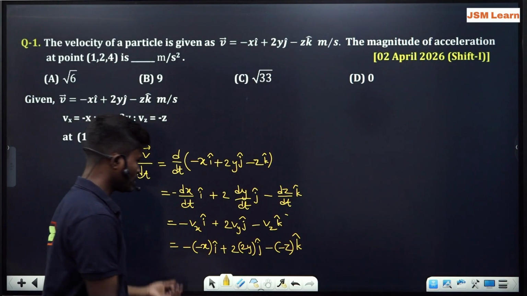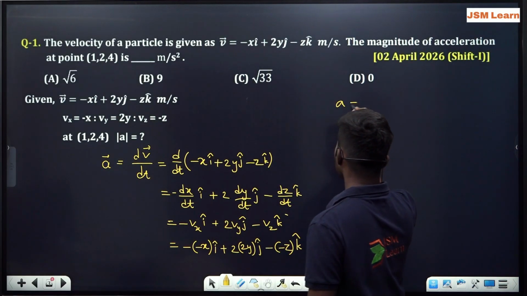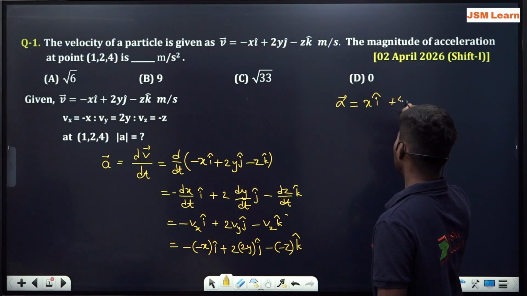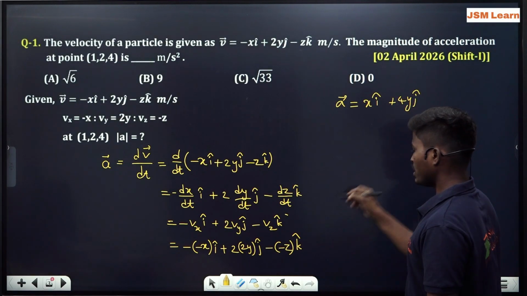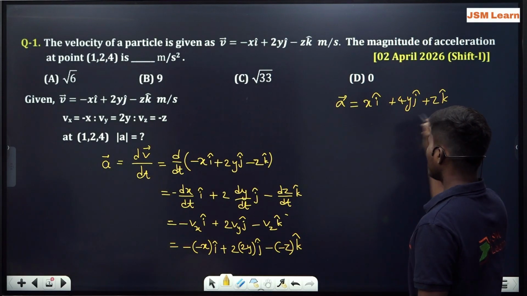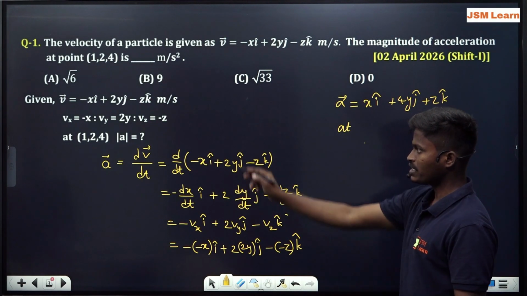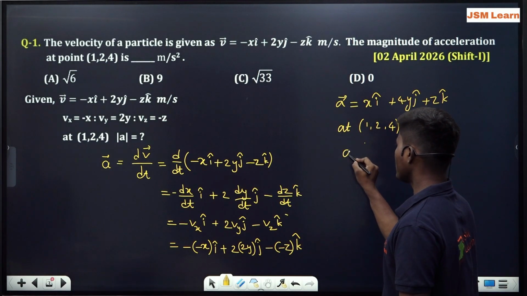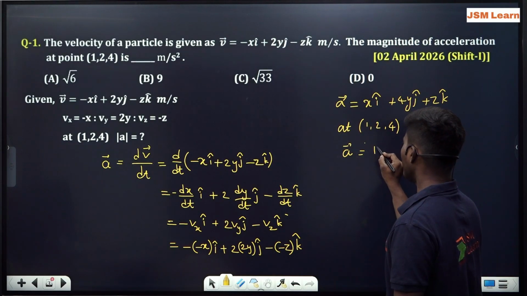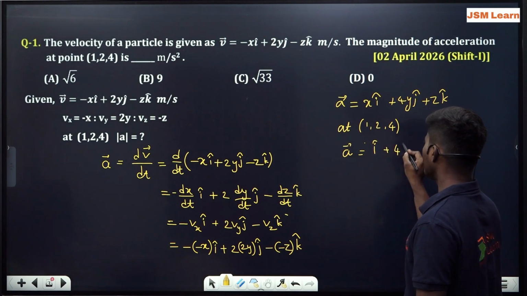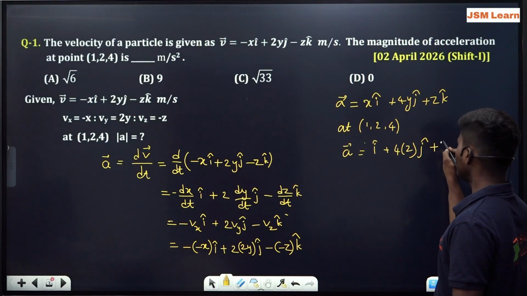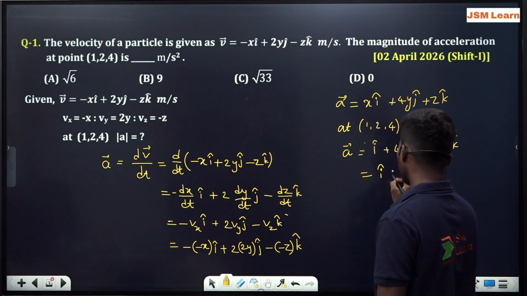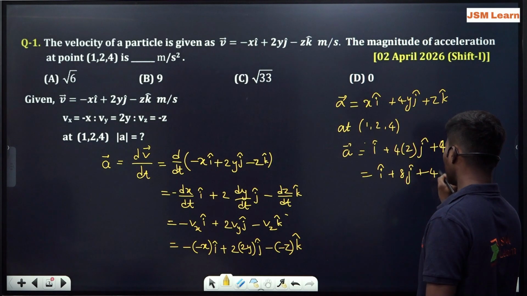Now minus into minus is plus, so this equation can be written as acceleration vector is equal to x i cap + 4y j cap + z k cap. So at what point is he asking the acceleration? (1, 2, 4). So at (1, 2, 4), this acceleration becomes a = 1 i cap + 4 into 2 j cap + 4 k cap. Now this will become i + 8j + 4k.